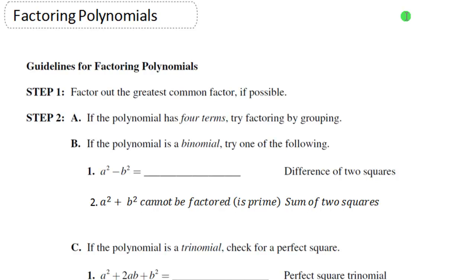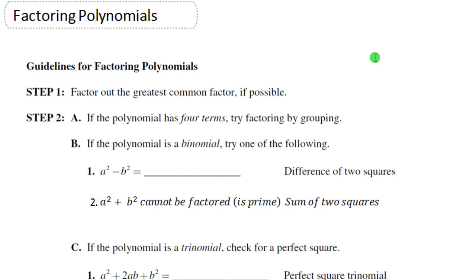So in this video, we're going to combine some of the work that we've done in past videos to factor polynomials. Here are the things you're going to look for. Here are some guidelines for factoring. You always want to look at the terms in the polynomial and see if you've got a greatest common factor. And if you have a greatest common factor that's bigger than 1, then you want to factor out the greatest common factor first before you start unfoiling or looking for patterns in the polynomial.